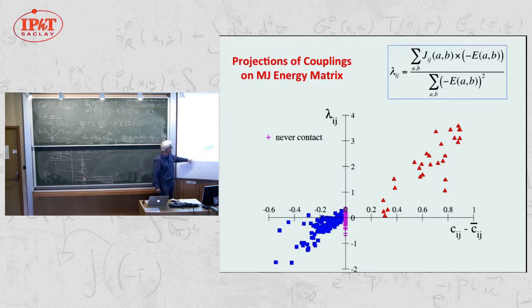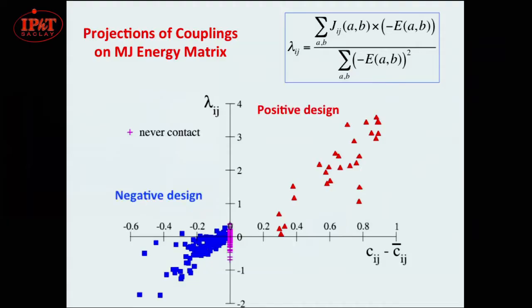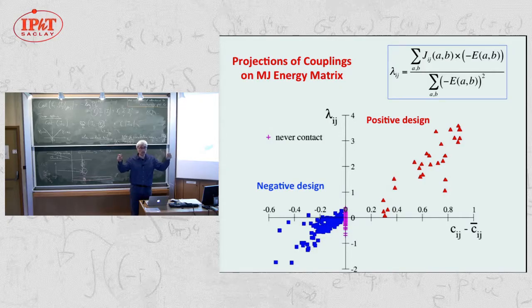So here you see something where the lambdas are negative, and that corresponds to what people call negative design. So negative design means the following thing. You have a very strong correlation between amino acids along the sequence, not because they should be close to each other in space. They are not in contact. But actually, you want to prevent this particular sequence from falling into another structure where they would be in contact.